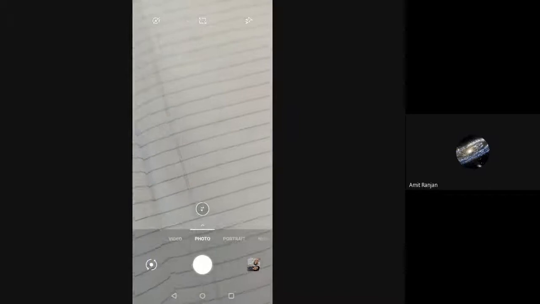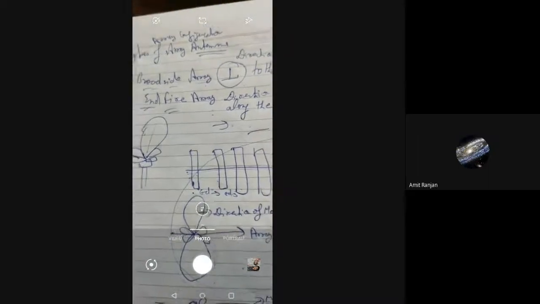Good afternoon, everyone. In the last class, we were discussing the broadside array, the end fire array antennas, and the Hansen-Woodyard antenna. What are the different conditions provided by Hansen in order to get the maximum directivity? This was the condition proposed by Hansen.